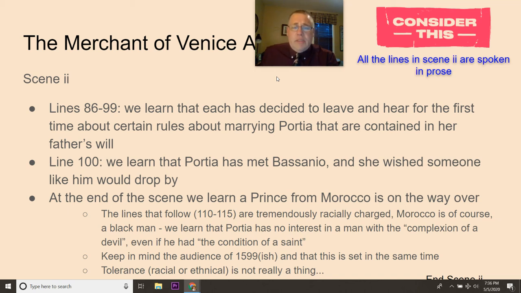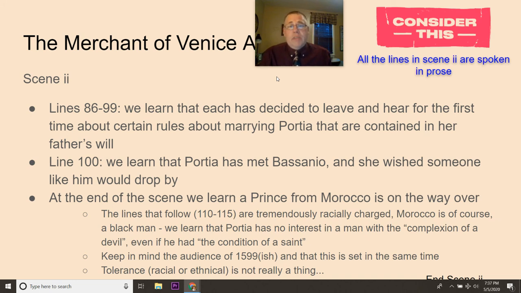And what we learn is that Portia, in no manner, shape, or form, has interest in a man who has the complexion of a devil, as she says, even if he had the condition of a saint, even if he was the best man on the planet, but had the color skin that he has, she would not accept him. Again, tremendously racially charged, and certainly poses significant challenges, I think, for us in the 21st century.